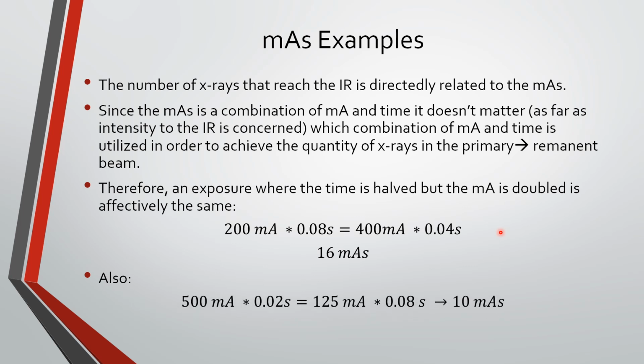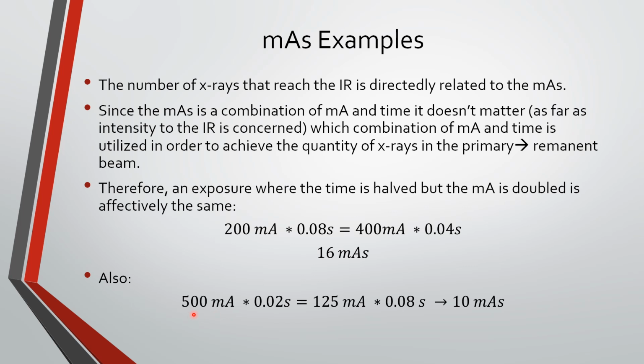Also, if you have 500 MA at 0.02 seconds and 250 MA times 0.04 seconds, it's going to be 10 mass. They're both going to be equal. So what happened here is you halved this once, you got the 250, you halved it again.